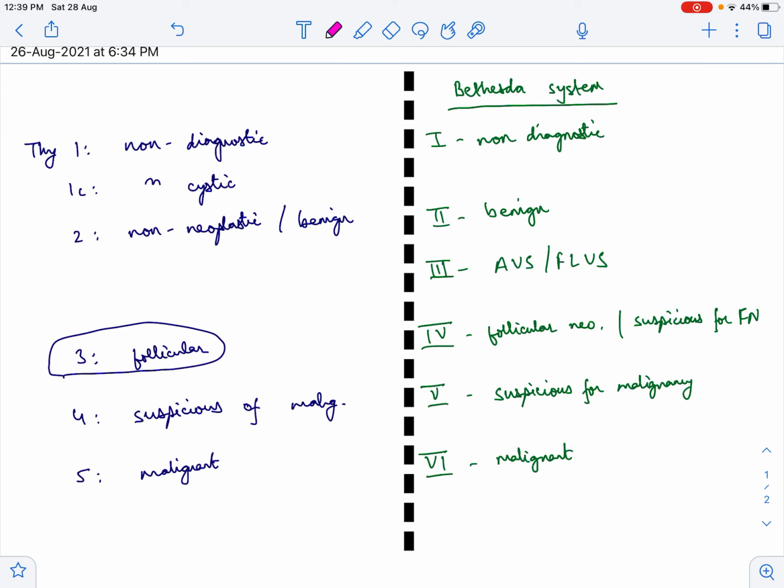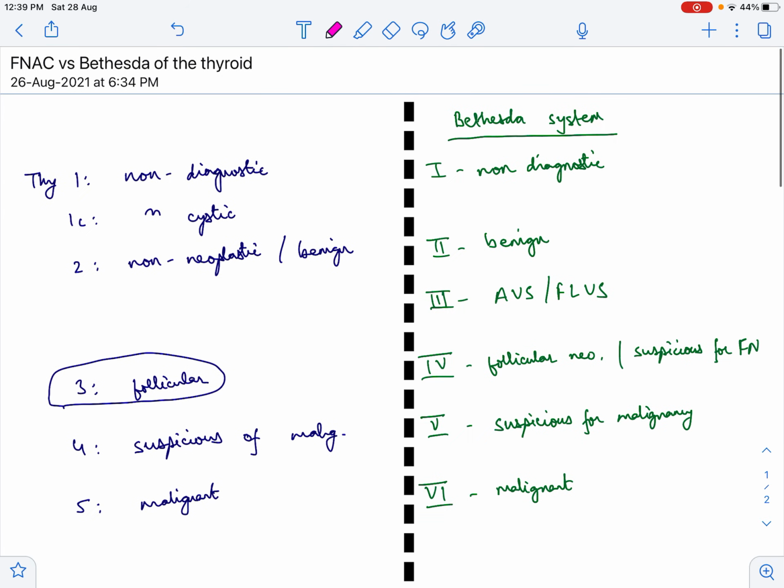In this short video, we'll be discussing the FNAC classification of thyroid reports, and we'll compare this with the Bethesda system. Now, these two systems are very similar. There are very subtle differences. So, if you look at the two side by side, you'll get a better idea. So, let us look at the FNAC first. FNAC THY is the standard prefix which is used for reporting.